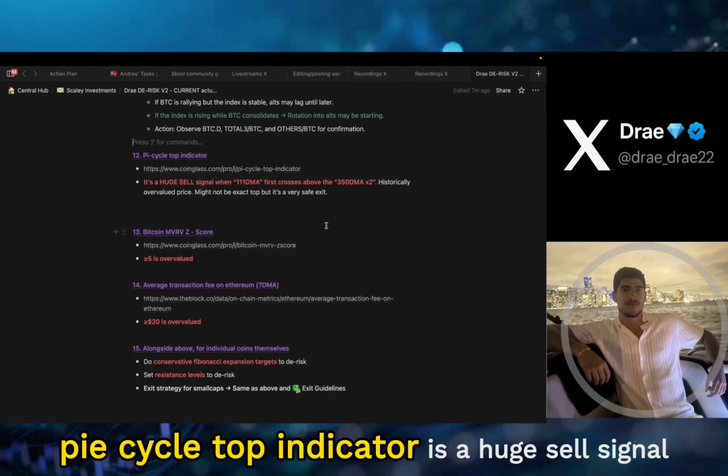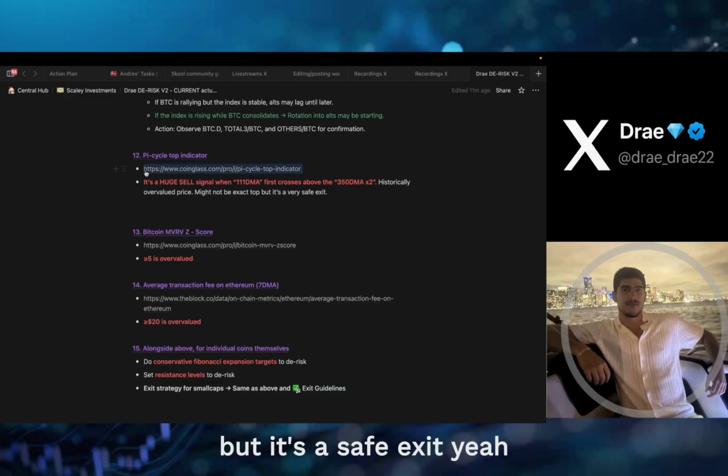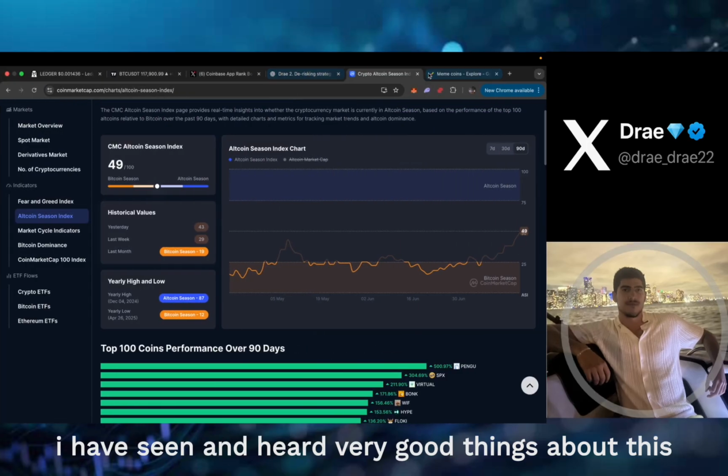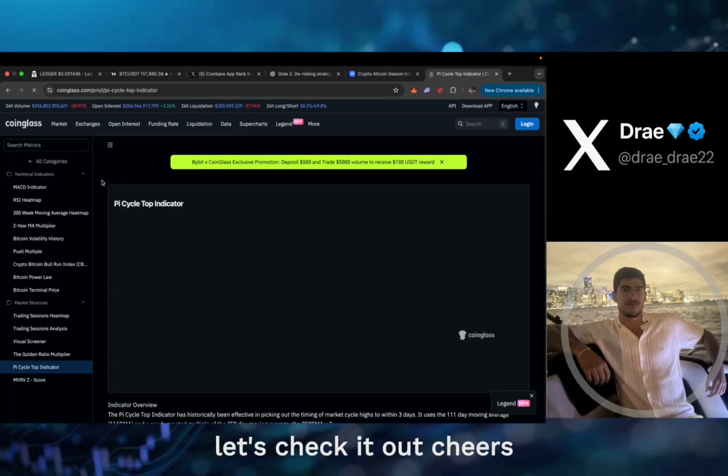Price cycle top indicator. It's a huge sell signal when it crosses. Historically overvalued. Might not be the exact top, but it's a safe exit. Yeah, I have seen and heard very good things about this Pi indicator. Let's check it out. I'm curious.